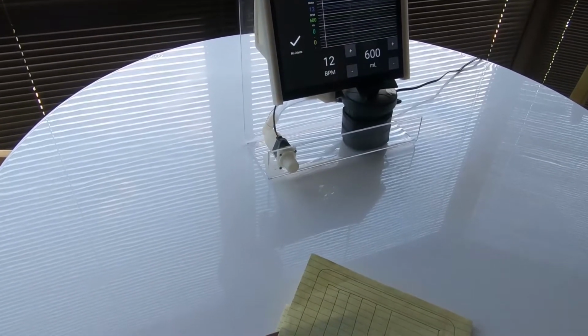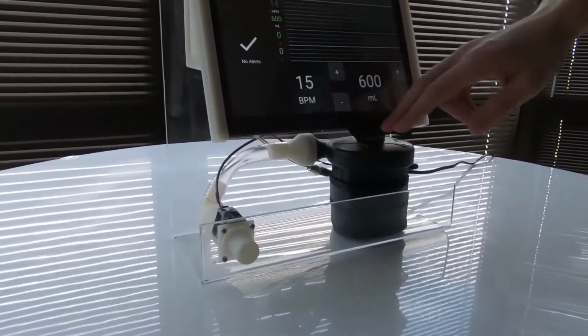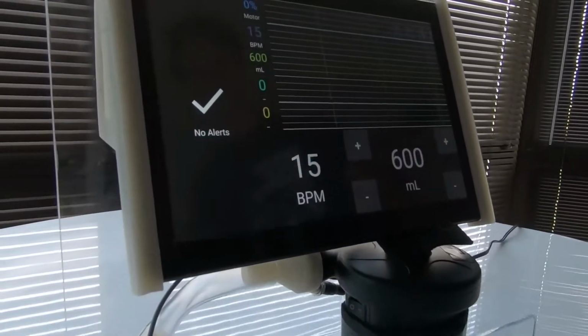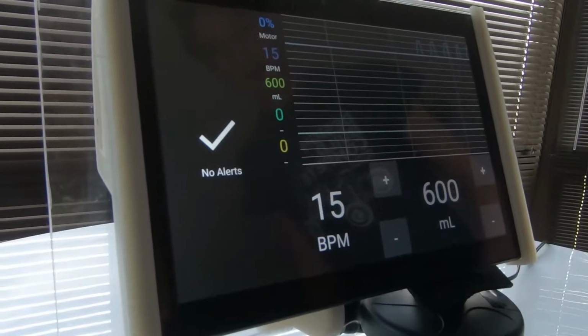So here we can control our breaths per minute, which increases the frequency of the patient's breath, and the tidal volume.